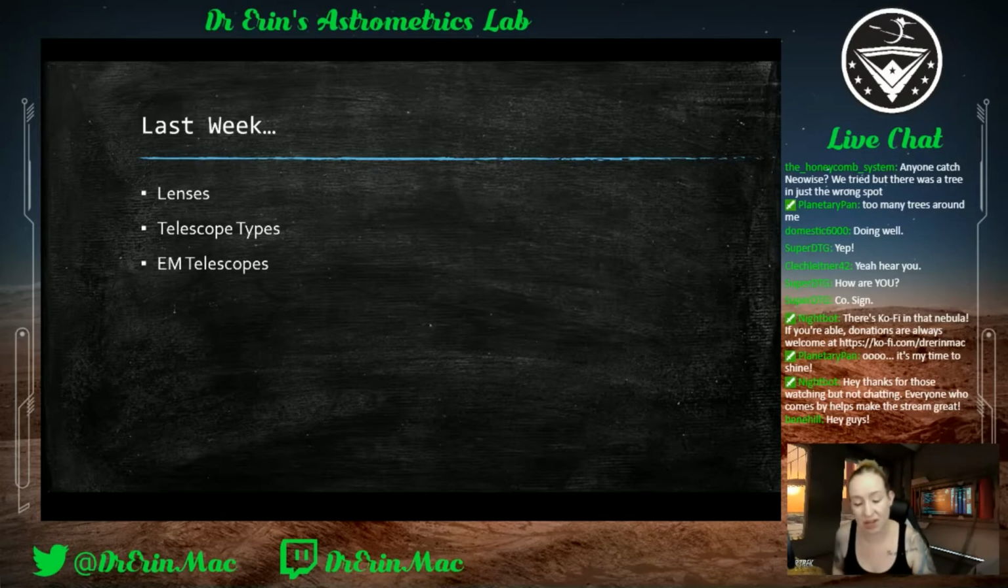And then we talked about the different types of electromagnetic telescopes and how we use them to view our solar system and beyond our solar system, really. Talking about radio telescopes, gamma ray telescopes, X-ray telescopes, infrared telescopes, all of those fun things, what they look for, and how we can make composite imagery. So you can check out that video from last week if you missed it. But this week, solar system.